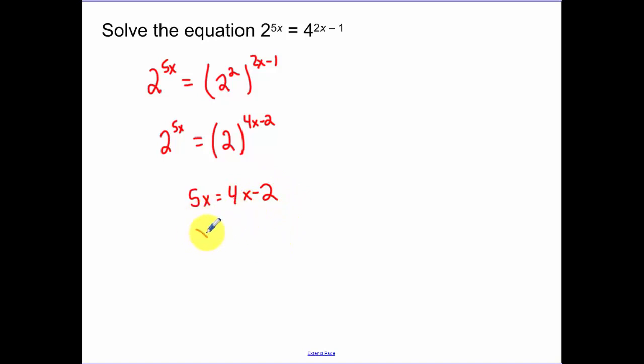I'm going to subtract the 4x over to get x equal to negative 2. And again, remember, you can always plug in these powers and make sure you get the same thing on both sides of the equal sign. You can plug in your answer to check your answer.